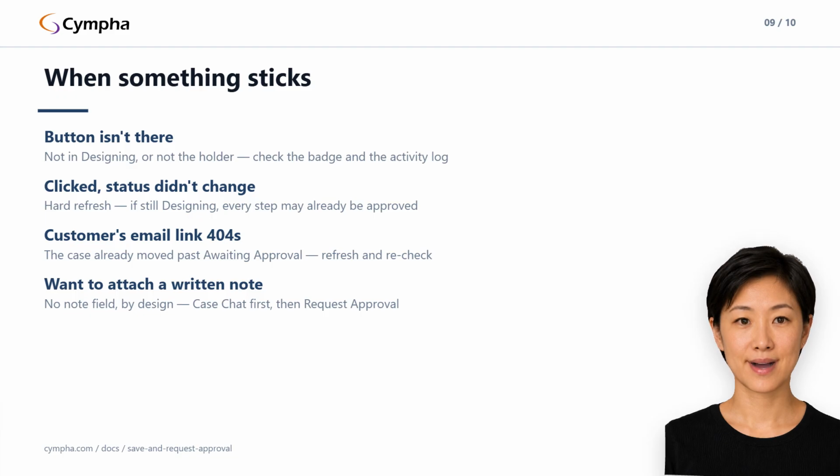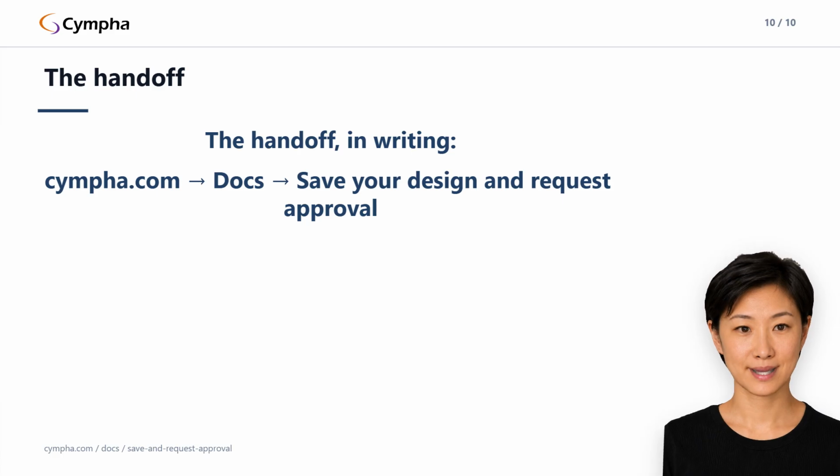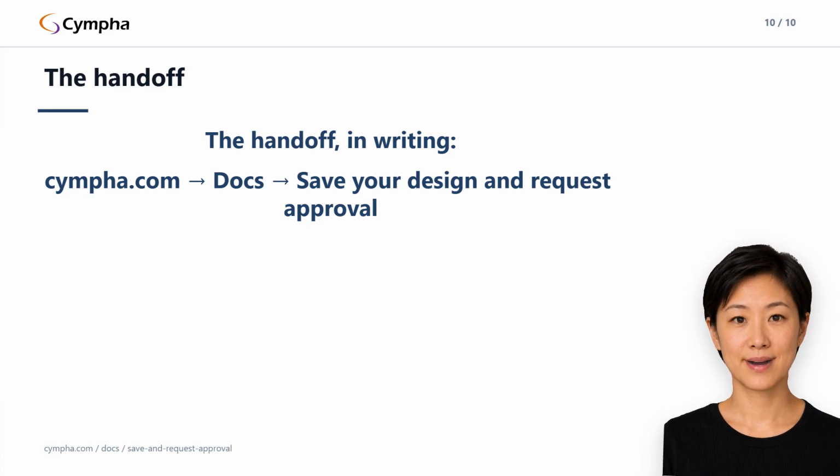The customer says they got the email but the link goes nowhere. The case has almost certainly moved past awaiting approval already. Someone approved or changed the status in the meantime. Refresh the case detail and see where it sits now. And if you're looking for the place to write a note, there isn't one on the button. By design, send the note through the case chat first, then click Request Approval.